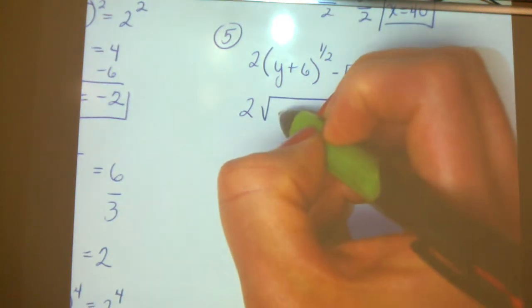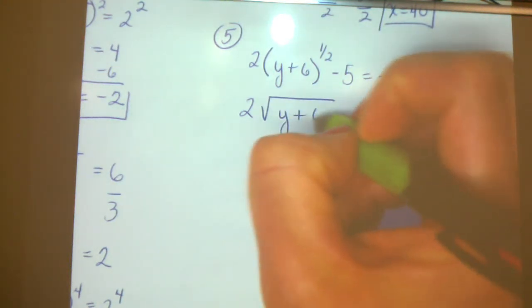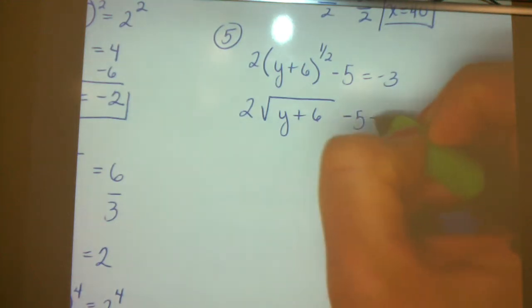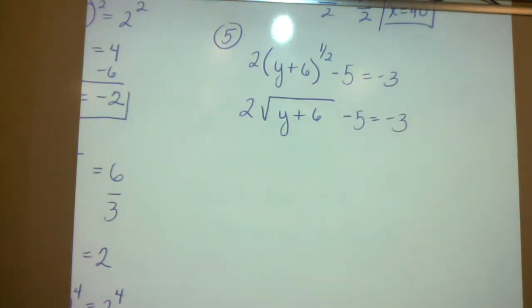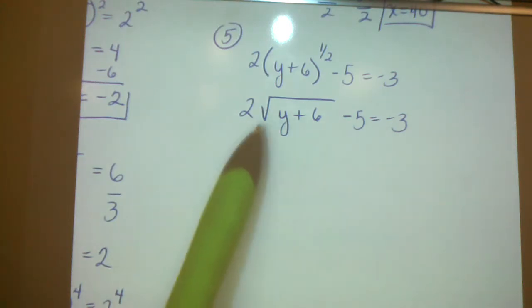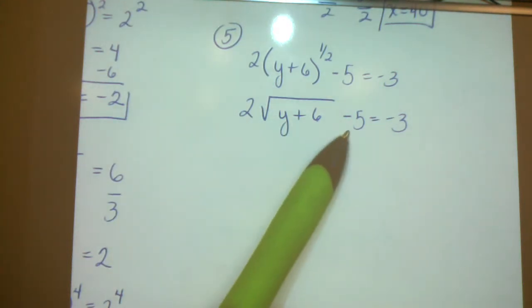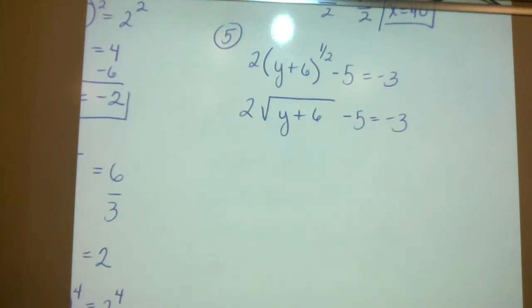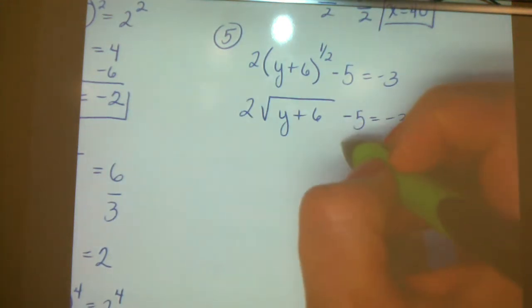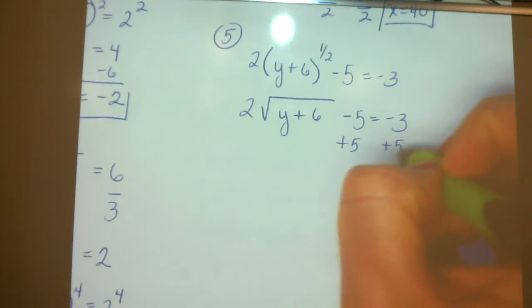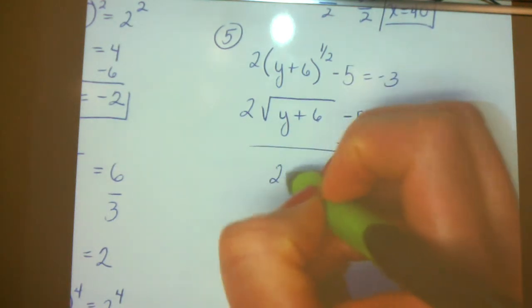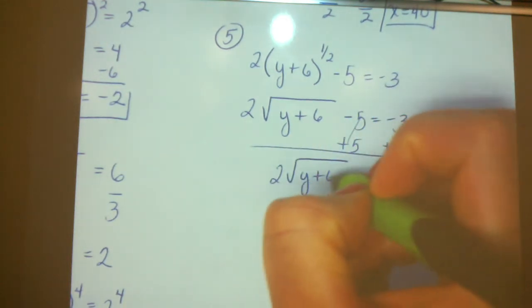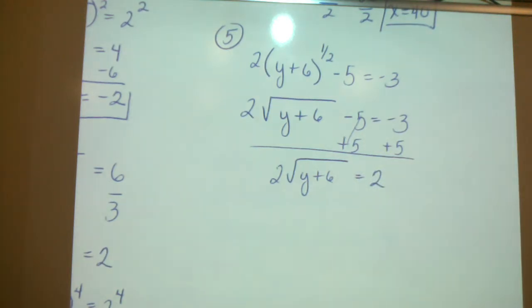So I have 2 times the square root of y plus 6, and then minus 5 is equal to negative 3. So I need to move 2 things. I need to move this 2 and I need to move the negative 5. The first number you move is that addition or subtraction. So we're going to move this subtraction first. Let's add 5. That cancels. I'm left with 2 times the square root of y plus 6 is equal to 2.